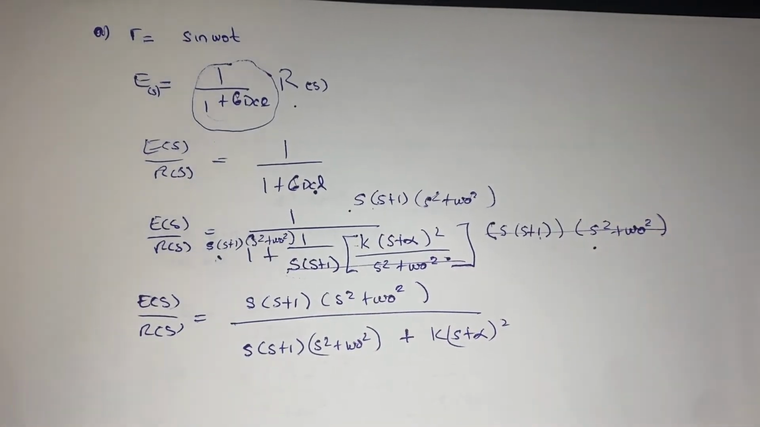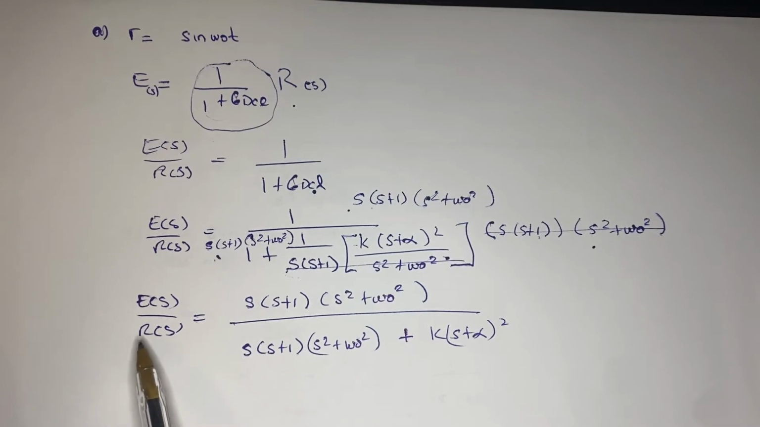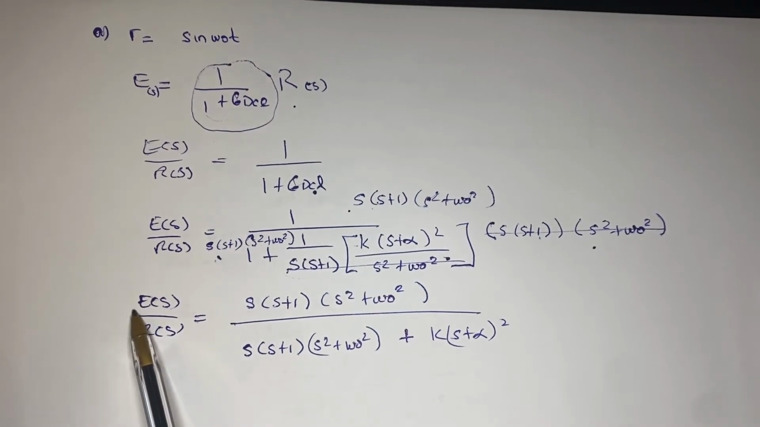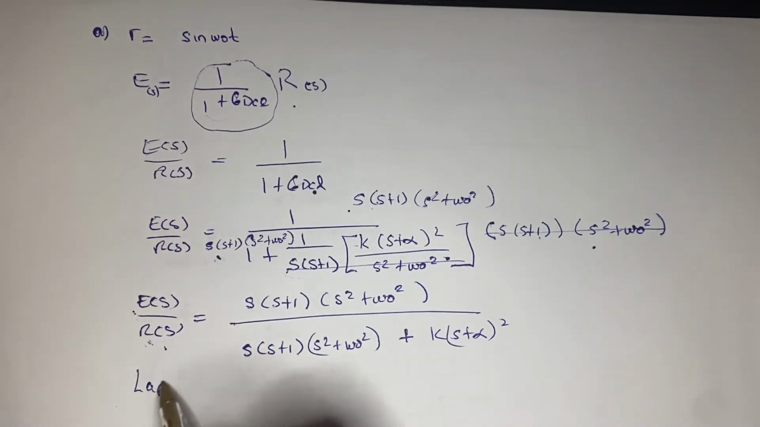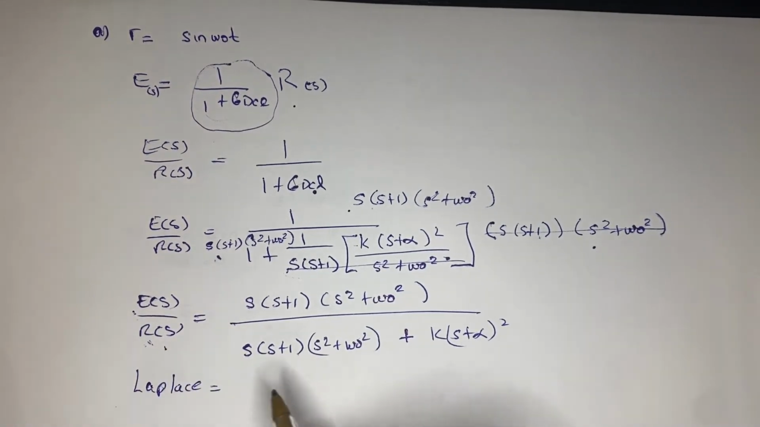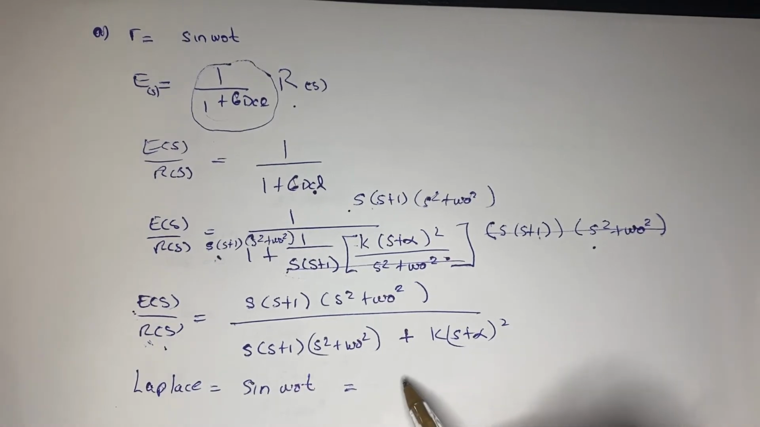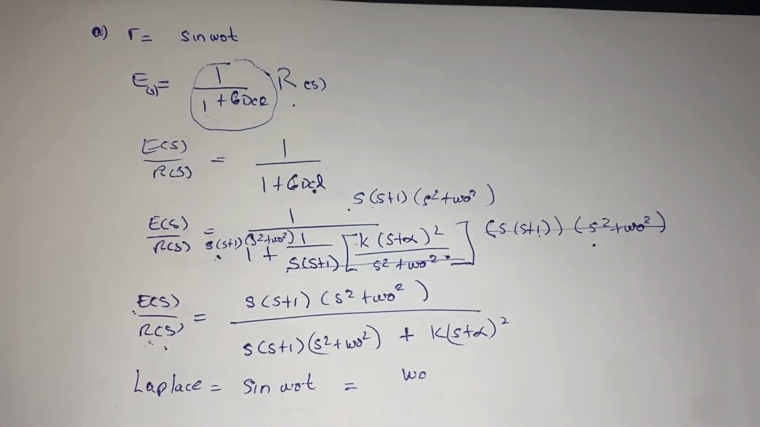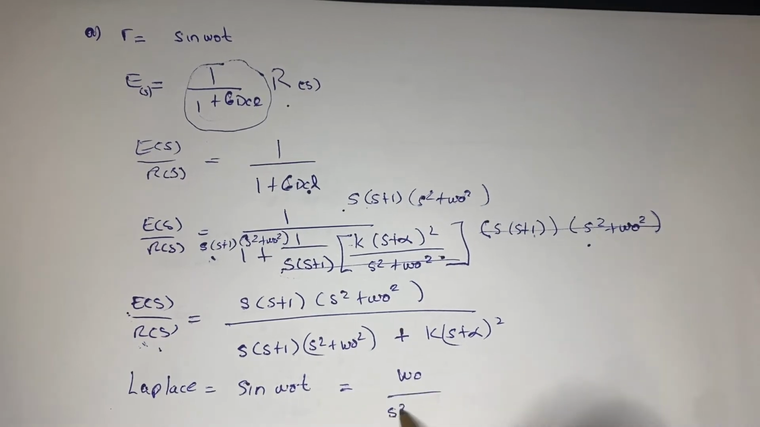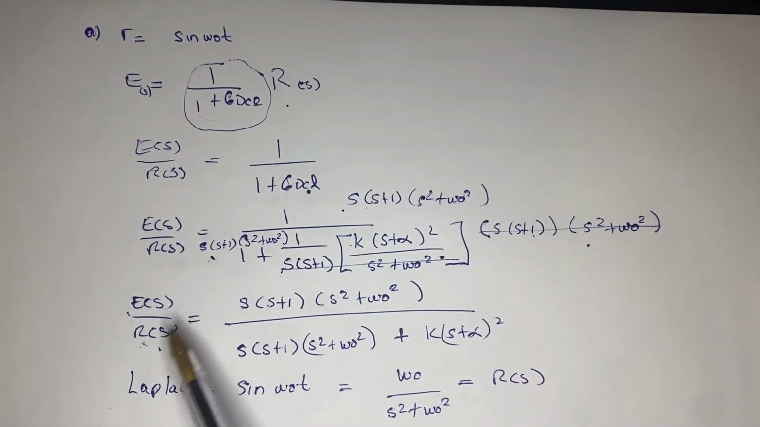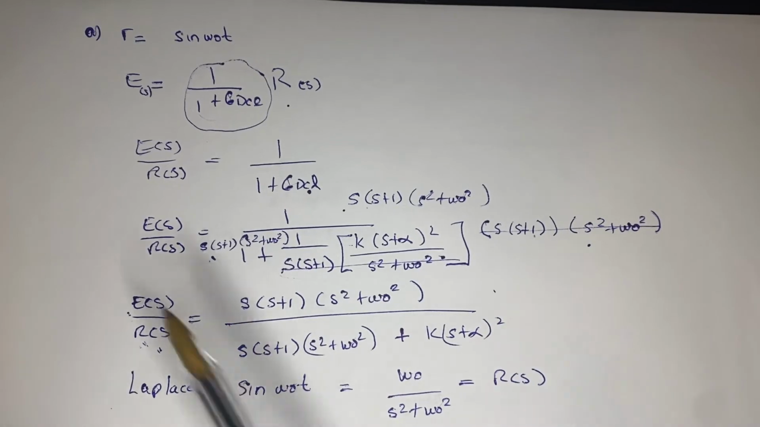Now, we know that there is a reference input and we want the equation for error. So let's find the Laplace of the reference input. The Laplace for sin W0t is going to be equal to W0 over S squared plus W0 squared. So this is equal to RS.